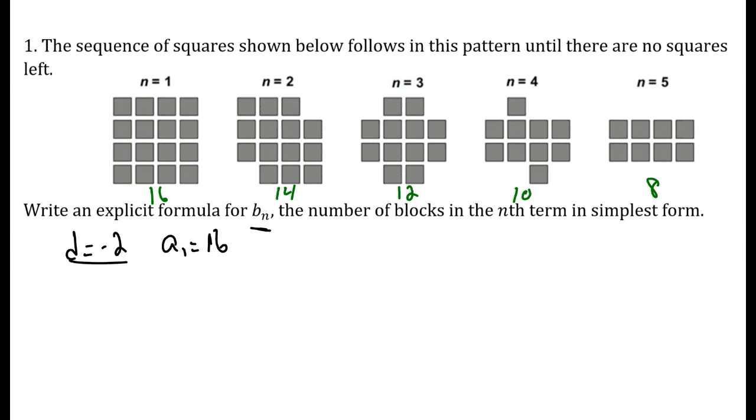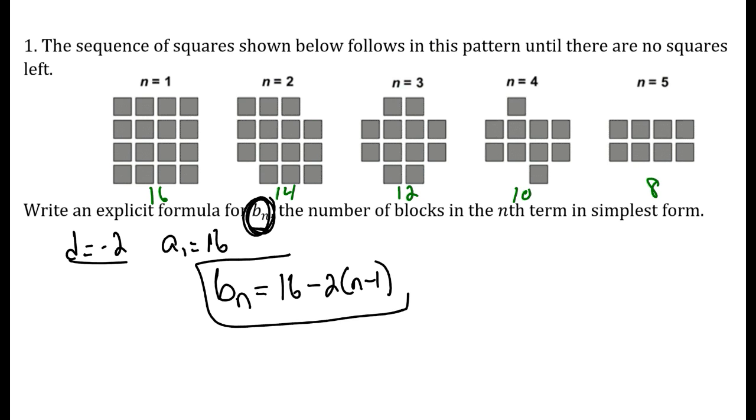I start with 16. So the formula is 16 minus 2 times n minus 1 equals, this isn't a formula, it's not an equation until I set it equal to something. Don't write a sub n. They said call the sequence b sub n. So this is the explicit formula for b sub n.